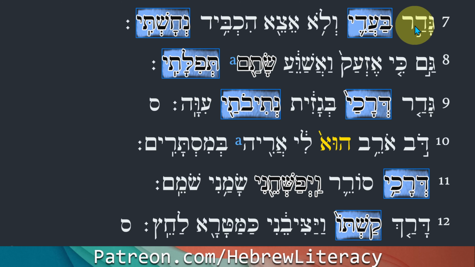Gadar. This is gimel, dalet, resh. Ba'adi. Velo eitzah hikebiyd nechoshti. Gadar, this is a verb where we get gedera from. A gedera is like a little stone wall where the stones are stacked one on top of the next that would surround a settlement or something, or a piece of farm. Something to maybe keep the goats in. Gadar, so gadar is to stack up stones, to make an enclosure.